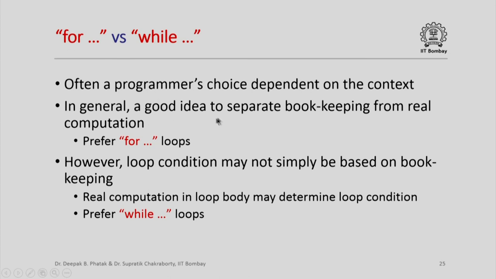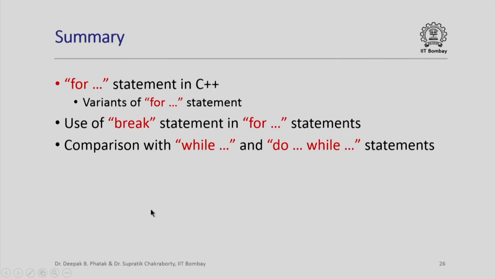In general, it is a good idea to separate bookkeeping from real computation, so for loops would seem preferable. However, loop conditions may not simply be based on bookkeeping. Loop conditions may also be changed by the real computation in a loop body, in which case we might want to prefer while loops. So in summary, we have looked at the for statement in C++ and its variants. We have looked at the use of the break statement within for statements, and we have seen a very brief comparison of for with while and do while statements.